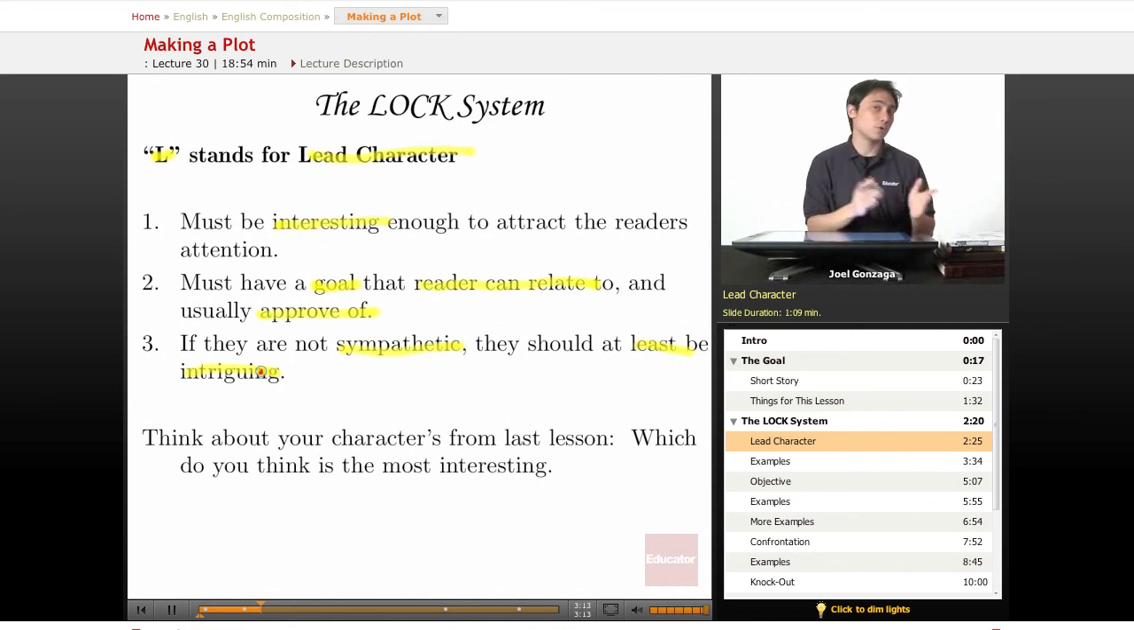As much as we don't want a boring lead, we also don't want a boring villain. Boring villains don't entertain us too much. We have to be intrigued and interested in the villain too. So, think about all the characters you made from the last lesson. Which one of them do you think is the most interesting? And then maybe that should be your lead character.